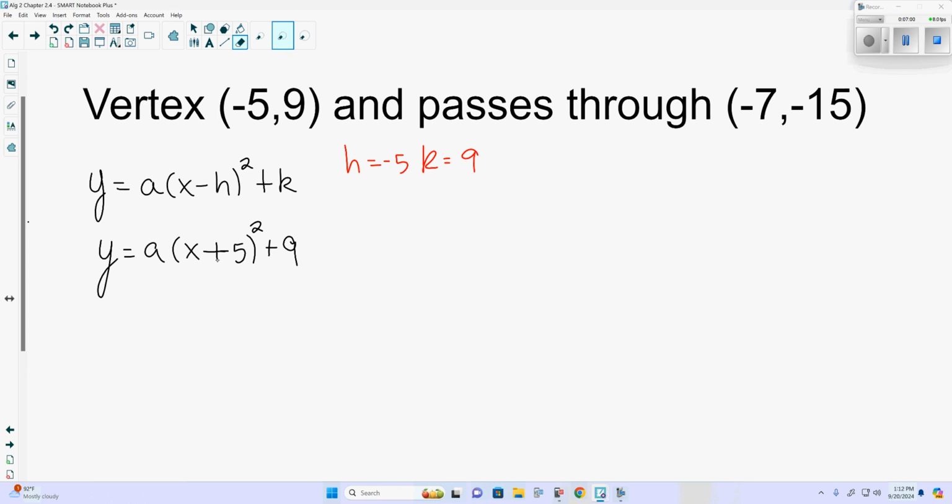Our minus -5 is the same as plus 5, so we don't have to write the minus -5, we can just write plus 5. Then we're going to plug -15 in for y and -7 in for x. The point is x comma y, so the -7 has to go in for x and the -15 has to go in for y.